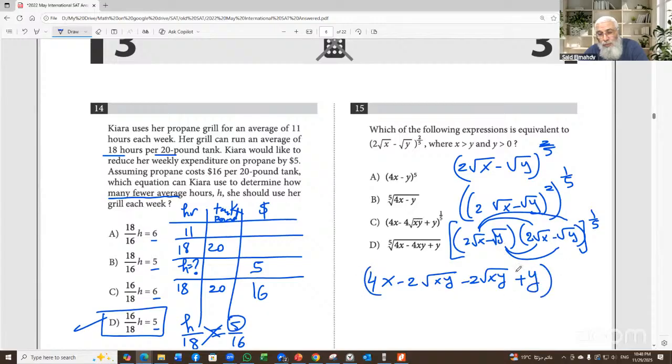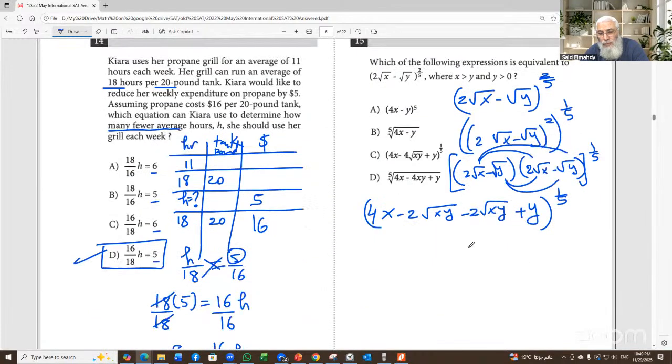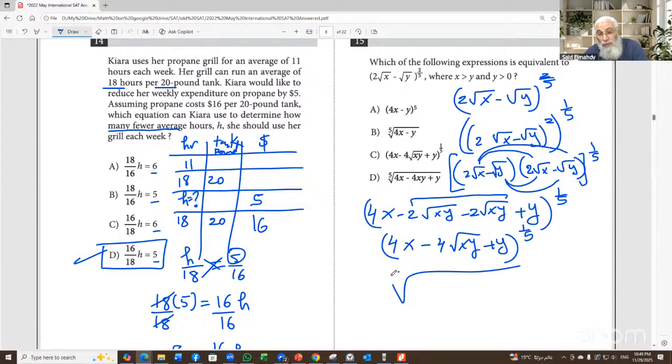All this power 1/2, 1 over 5. So this is equal to 4x minus, this is common factor, so minus 2 minus 2 is minus 4 square root xy plus y, power 1 over 5. Power 1 over 5 is just the fifth root of 4x minus 4 root xy plus y, which is number D.